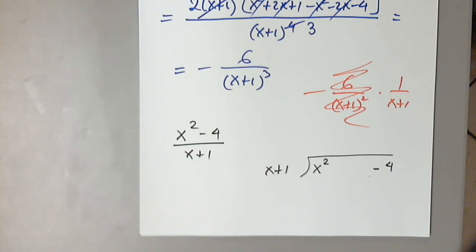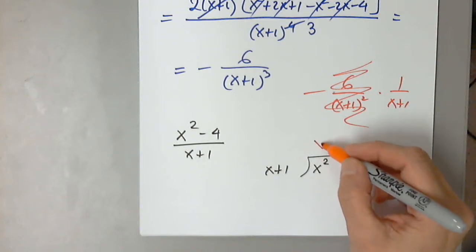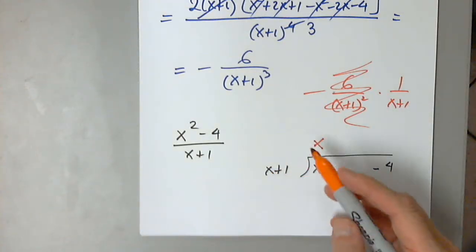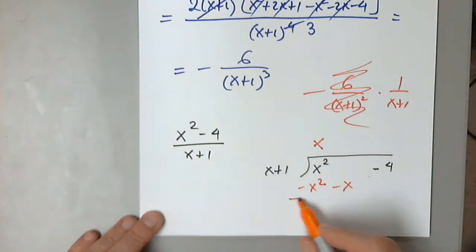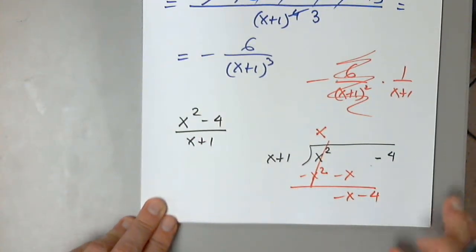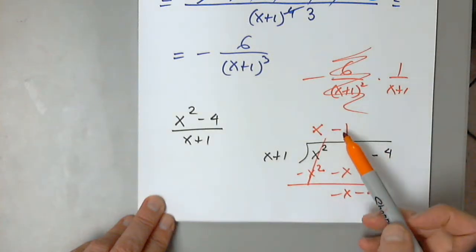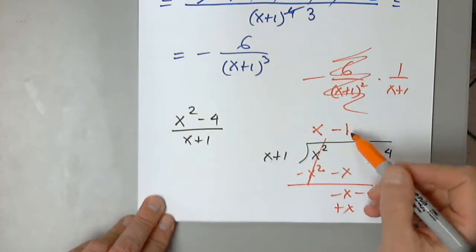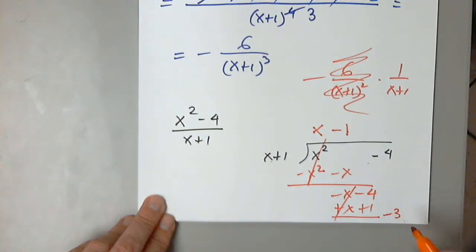So x times what is x squared? X. X times x is x squared, we subtract. X times 1 is x, I subtract. Negative x minus 4. X times what is negative x? Negative 1. Negative x plus x, negative 4 plus 1. So the remainder is negative 3.